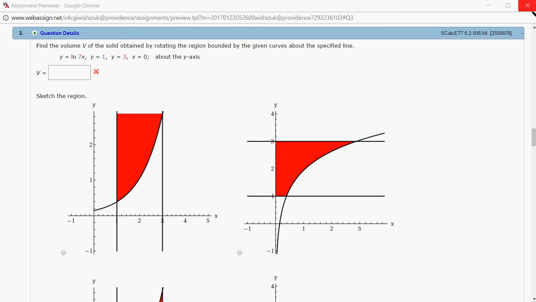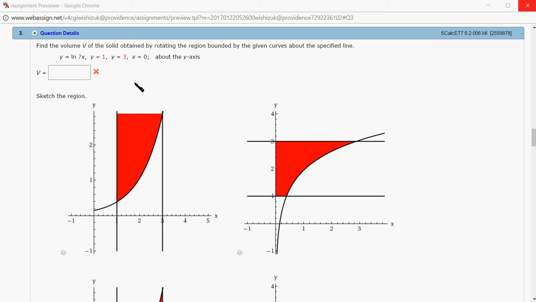Alright, let's look at the homework 6.2, problem number 3. Let's find the volume of the solid obtained by rotating the region bounded by y equals natural log of 7x, y equals 1, y equals 3, x equals 0, about the y-axis.